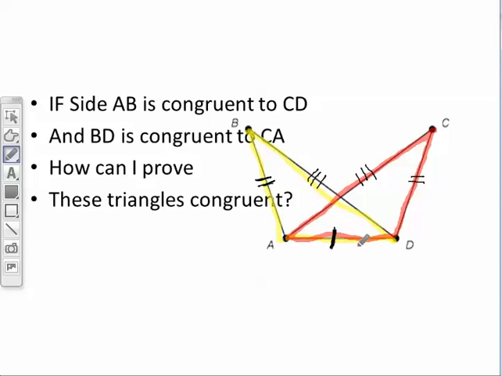How can I prove these two triangles are congruent? Well, this is one of our three-letter acronym things. I've got a side, I've got a side, and a side on the yellow triangle. And I've got a side, and a side on the red triangle. That tells me that I would use side, side, side as my technique for proving these triangles congruent.